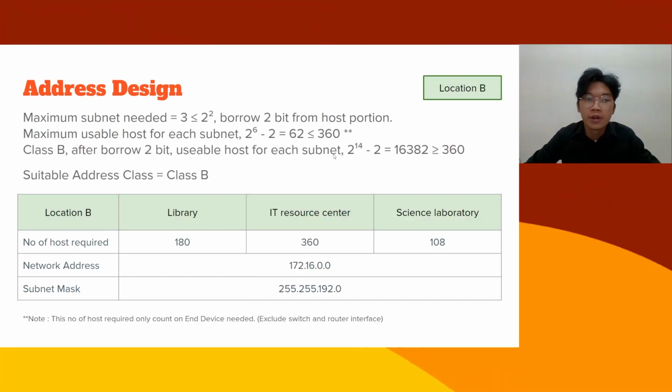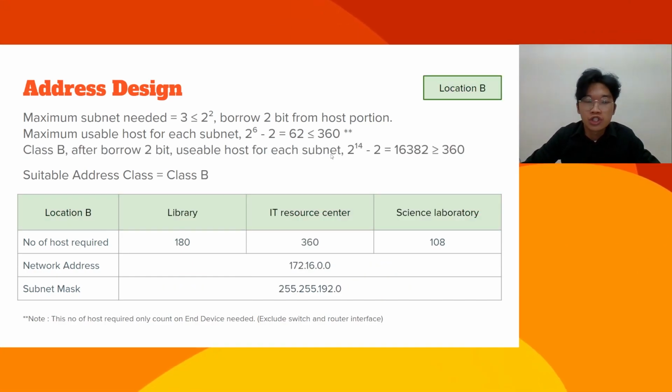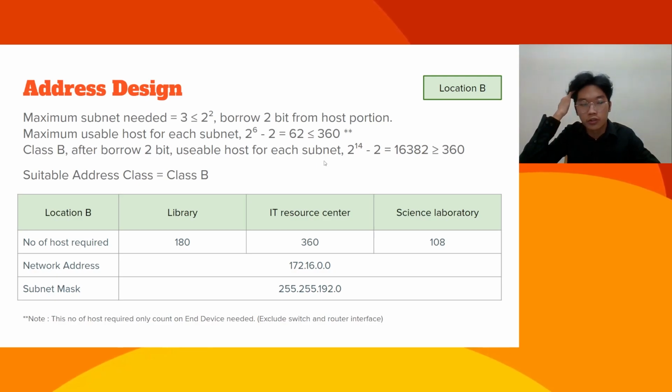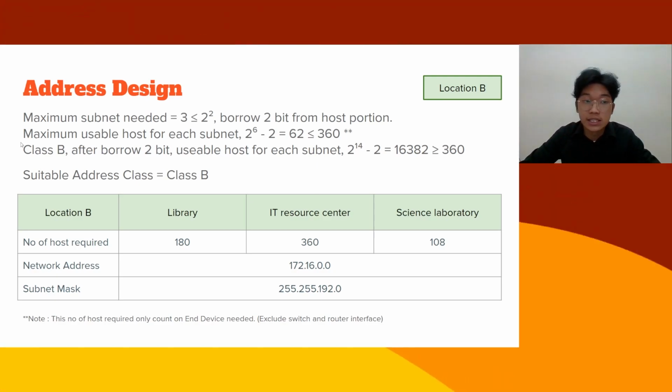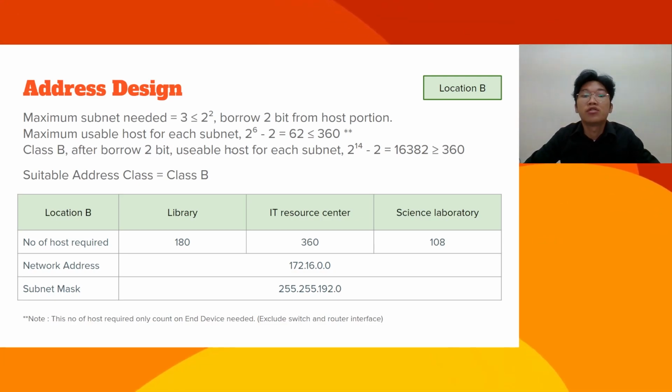For location B, the maximum number of subnets needed will be 3. If we borrow 2 bits from the host portion, we will use class B. If we use class C, the maximum usable hosts for each subnet will be 62, which will not be enough for 360. So we are using class B. After borrowing the 2 bits, the usable hosts for each subnet will be over 16,000, far more than the 360. So the suitable address class will be class B.